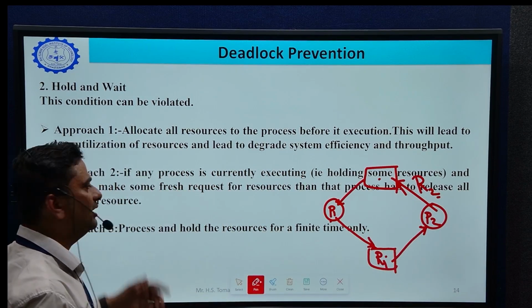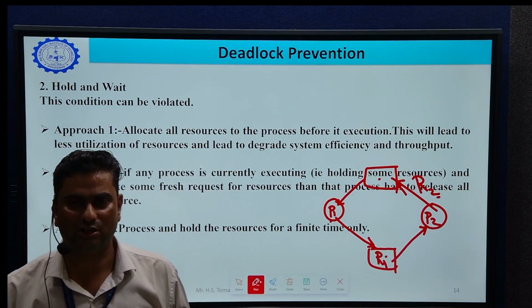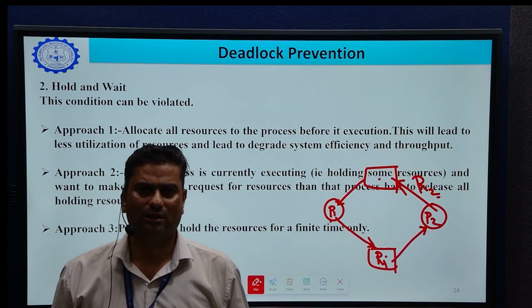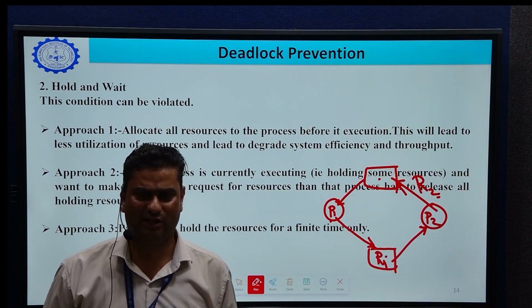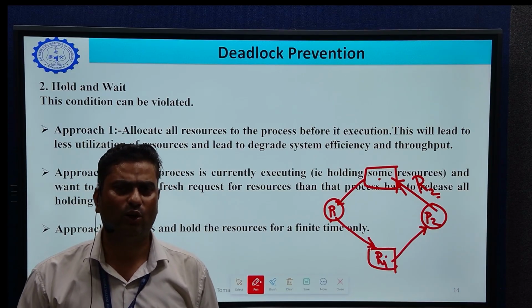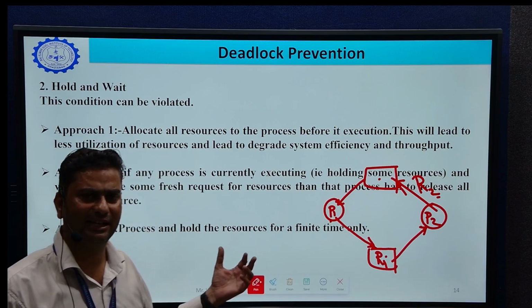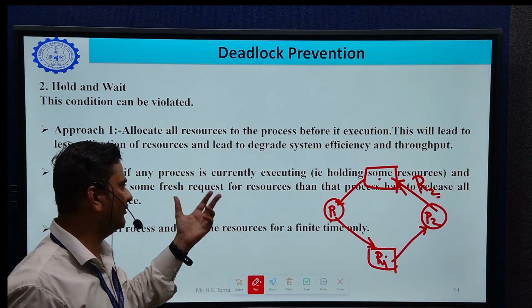But how can we violate this condition? This condition can be violated in three approaches. The first approach says to allocate all the resources to the process at the beginning, before execution. If we allocate all those resources to the process at the beginning, then in that case we can violate this condition, that is, hold and wait, right?